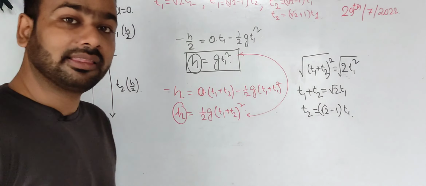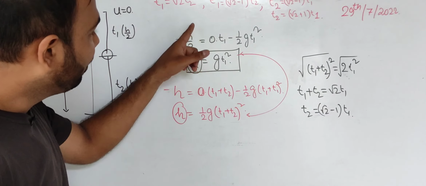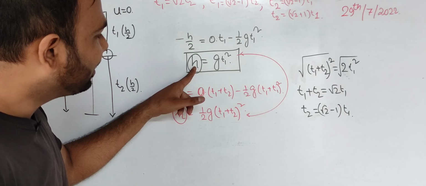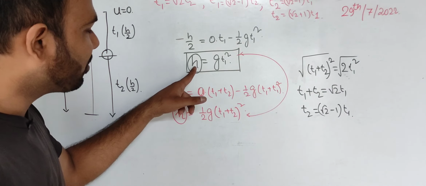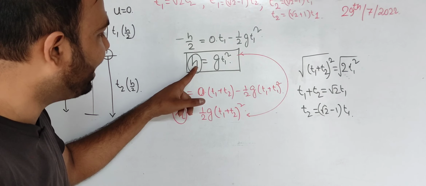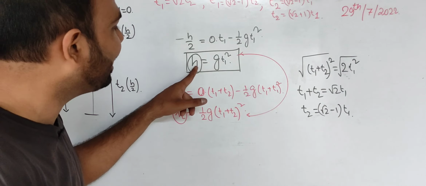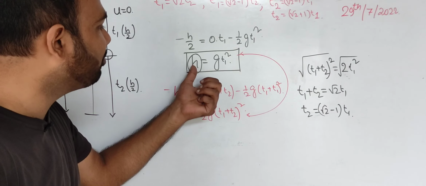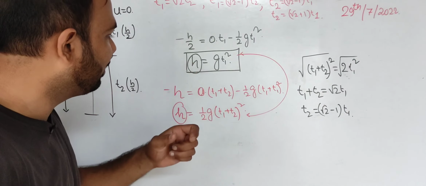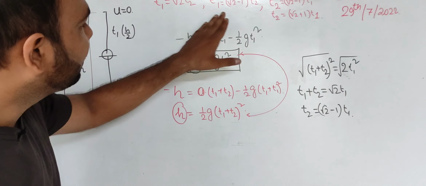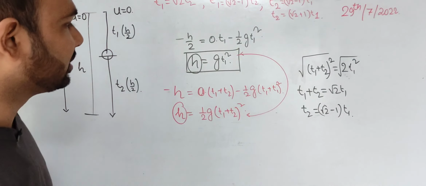So the main theme is, we start with h by 2, we find h, and we ask ourselves a question: can we get the expression of h in terms of t1 and t2? So we substitute the value of h over here to find the relation given in the options.